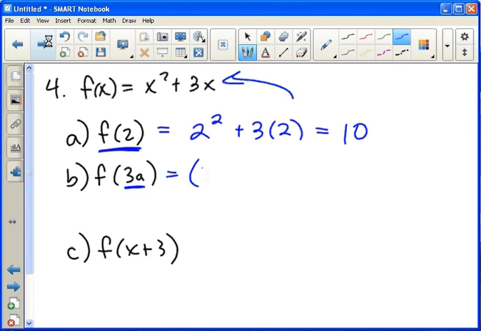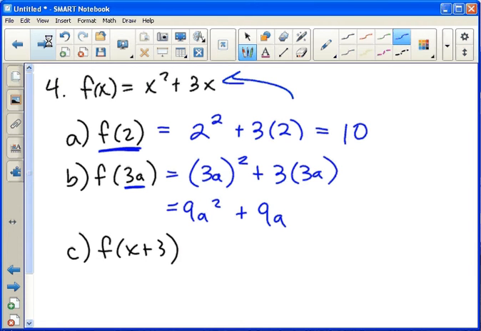Okay, so I take this in part B and I plug it in for x. So 3a squared plus 3 times 3a. So then 3a squared is 9a squared. You have to square the 3 and the a, and then 3 times 3 is 9a.